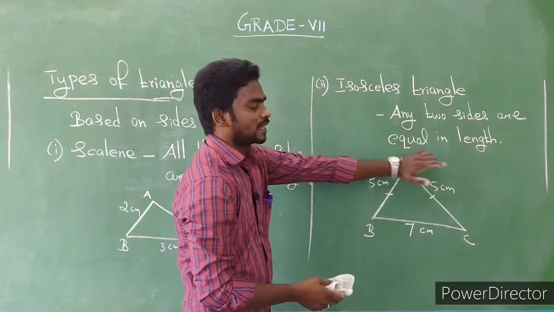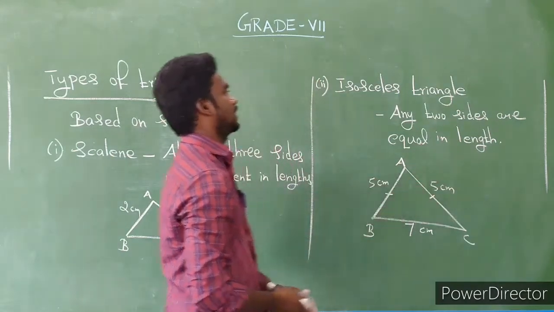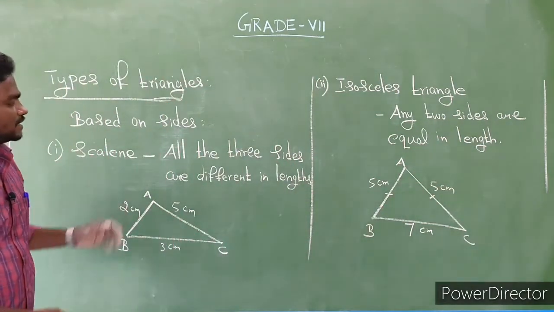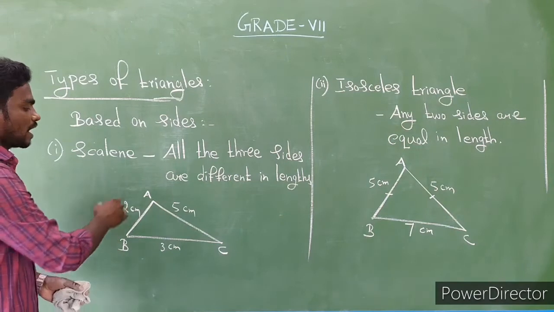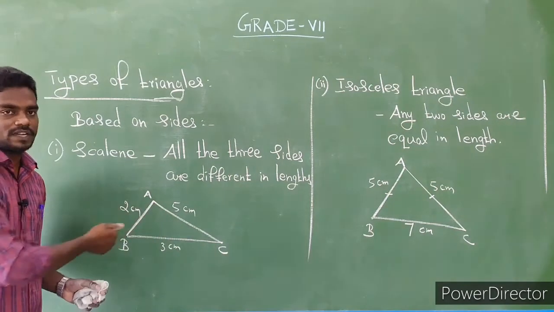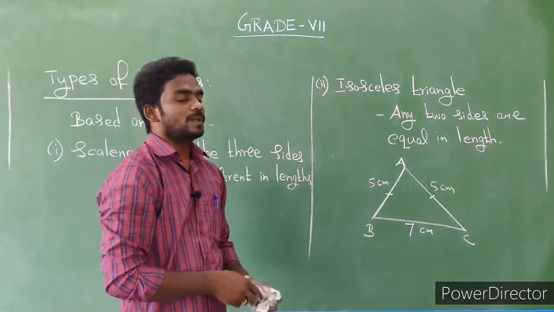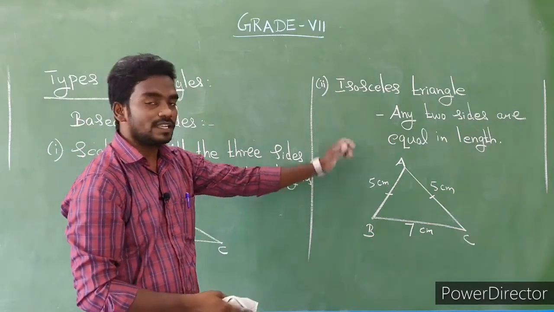So this type of triangle is called isosceles triangle. The first type of triangle is a scalene triangle. That means all the 3 sides of a triangle are different in length. Isosceles triangle means any 2 sides of a triangle are equal in measure.